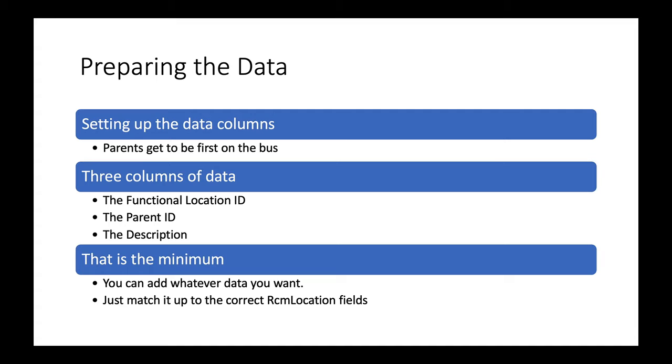First thing that's important is to remember that the parents get on the bus first. We have to import the parent locations before we import the child locations. So what we're going to do is show you how to set that up, and we'll put in the 3 columns of data that we need in order to do the basic diagram. We'll put in the functional location ID, the parent ID derived from those functional location IDs, and the description of the functional location. Now, this is the minimum amount of data you might want to put in. You can also have data about whatever other fields you want, as long as they match up with the correct field in the RCM locations table.